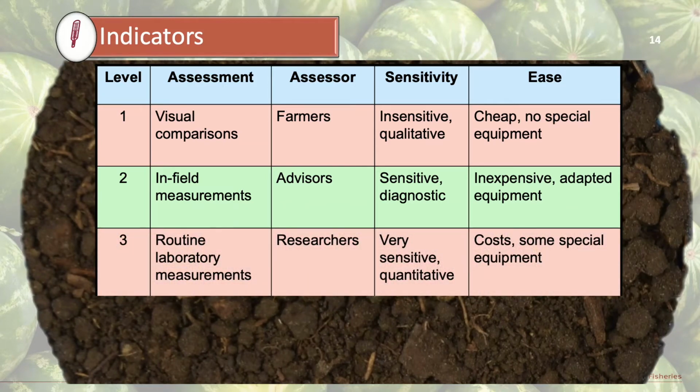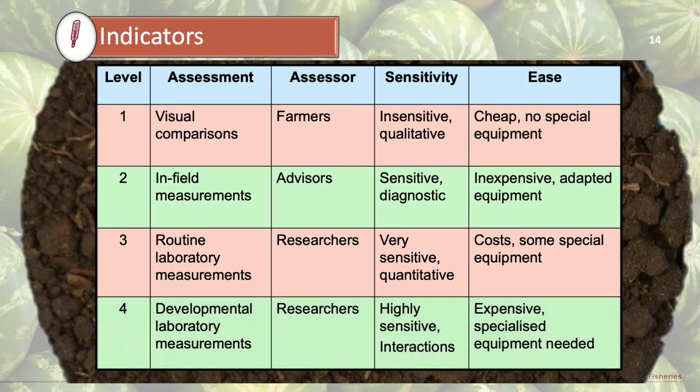The third level requires samples to be sent away and are much more sensitive than indicators in the first 2 levels. This is like taking a soil test to be sent to a laboratory for nutrient analysis. The final level of indicators are more research tools. They are usually highly sensitive but also expensive and sometimes difficult to interpret.